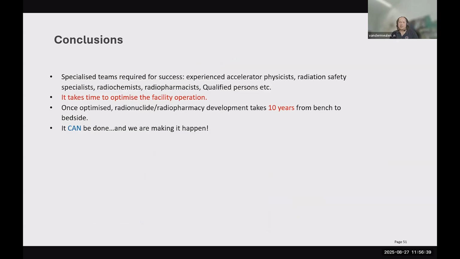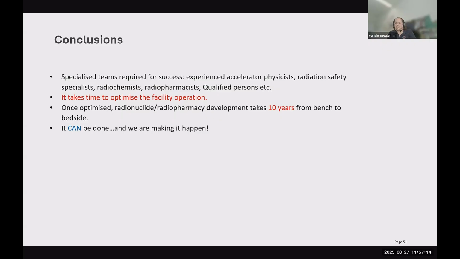It takes time to optimize these things. One has to ensure that new facilities are built, and that operating and optimizing these facilities is done. We need specialized teams working together to get such a facility up and running, along with the people that you collaborate with. At this stage of the game, taking a new nuclide from the bench, from the experiment, through to the patient generally takes approximately 10 years.